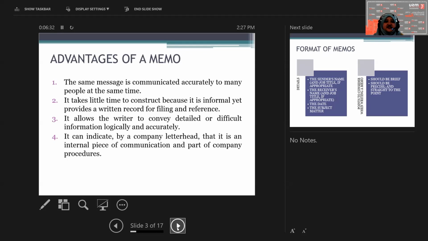It also allows the writer to convey detailed or difficult information logically and accurately. Oftentimes memos look different from one company to another because each company will have their own template for memo. My template for memo has students' information, classroom information, and also lecturers' information. That will be my template. But if it is an engineering company, no students involved, no lecturers involved, and no classes involved, right?